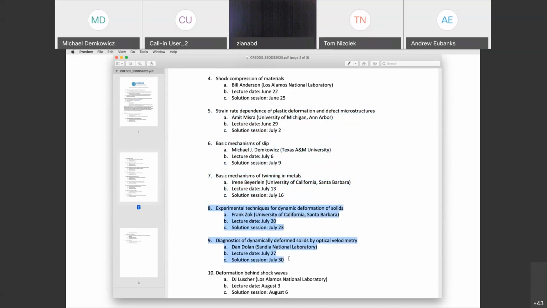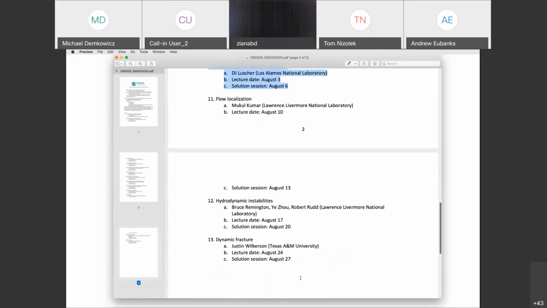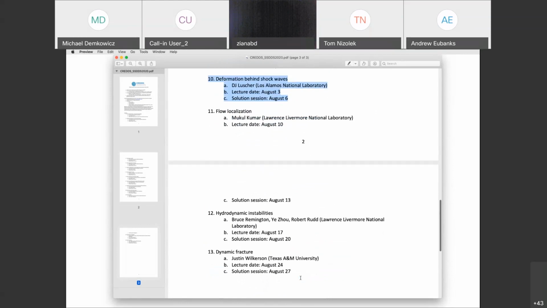And then we're going to have a lecture on various diagnostic techniques, focused especially on optical velocimetry by Dan Dolan from Sandia. So you have a couple of different things that are going to go into some more detail, some of them touching on the things that Bill mentioned today, culminating eventually in a lecture on deformation behind shock waves. And then there's going to be 3 additional lectures that talk about follow-on topics, going beyond just the deformation processes themselves.